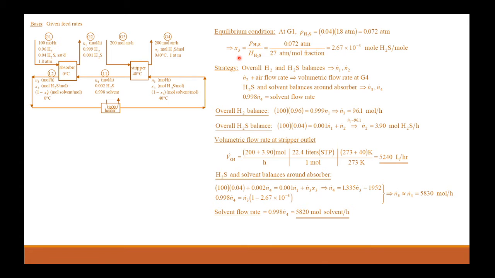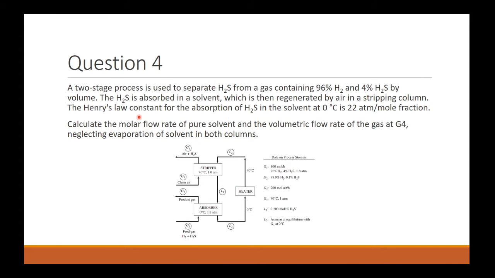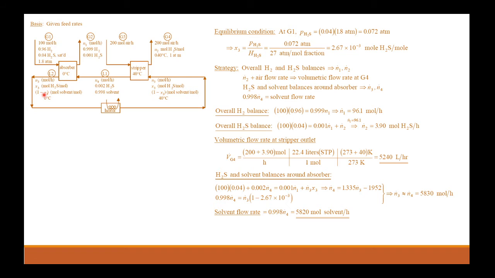Henry's law to solve for X3, which is over here at the absorber. The question says the Henry's law constant for the absorption of H2S in the solvent. So we're gonna solve for X3 over here, by taking the partial pressure of H2S divided by the Henry's constant of H2S. So it gives you 2.67 multiplied by 10 to the power negative 3 mole of H2S per mole.